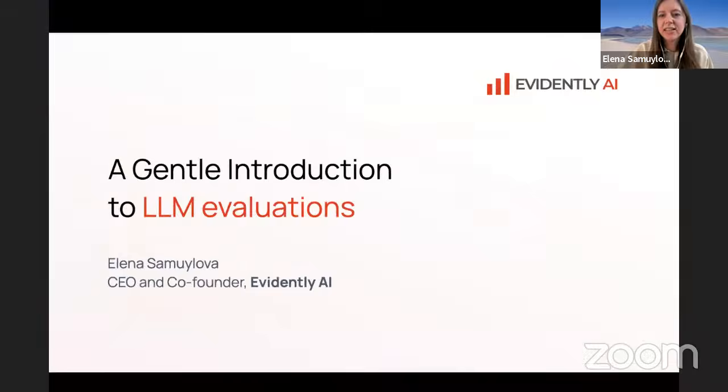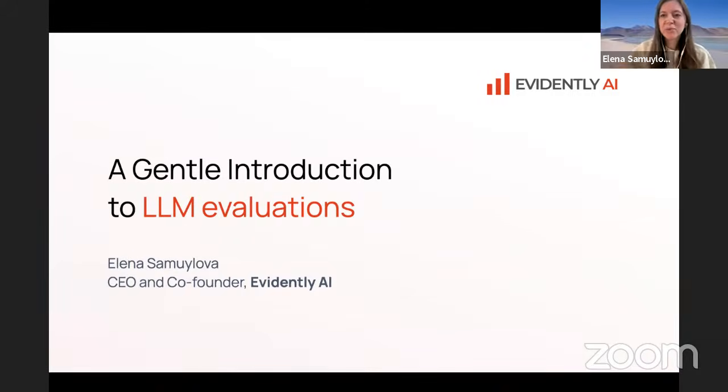It was since the pre-LLM era. So now it's going to be a talk about not just ML, but LLMs. So let me share my screen. Please confirm that you can see it. Yes. Perfect. So today I'm going to talk about a gentle introduction to LLM evaluations.